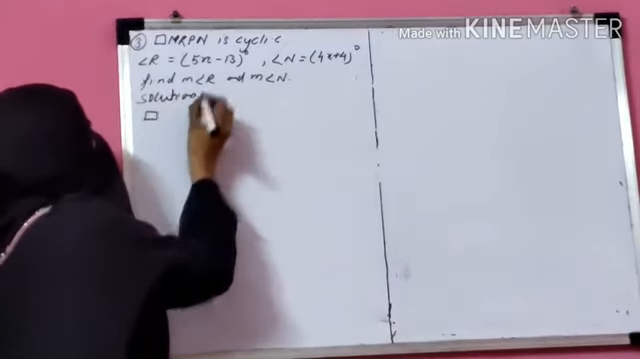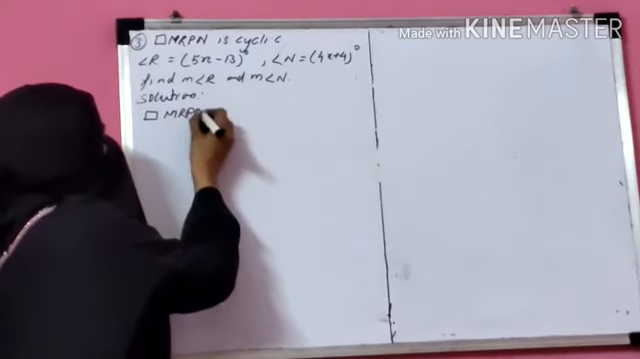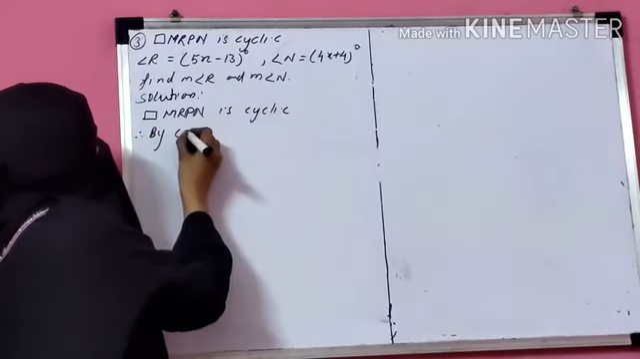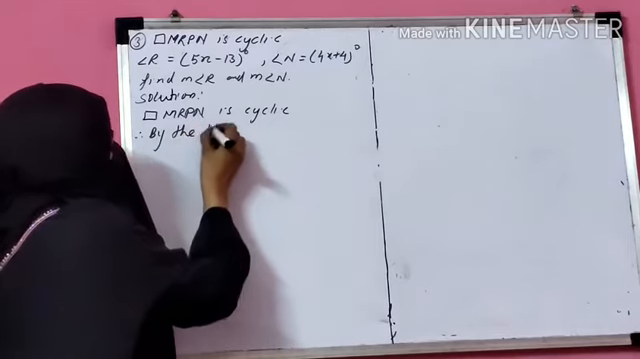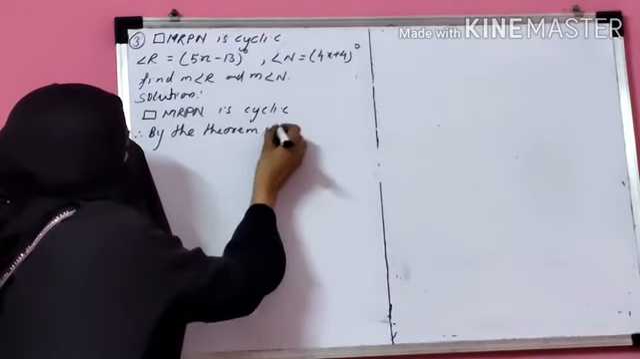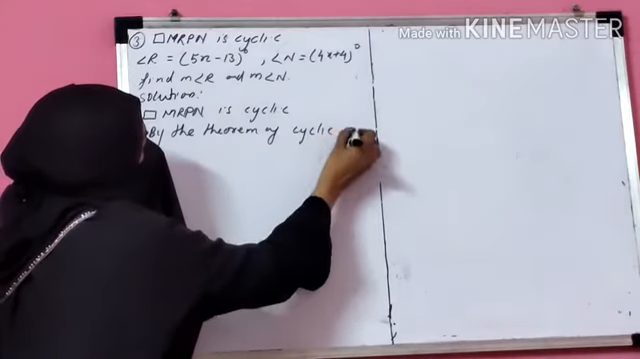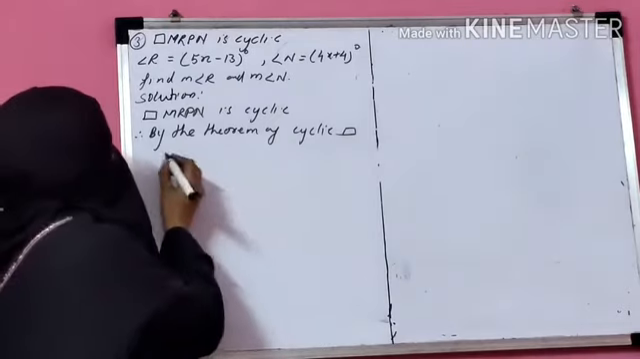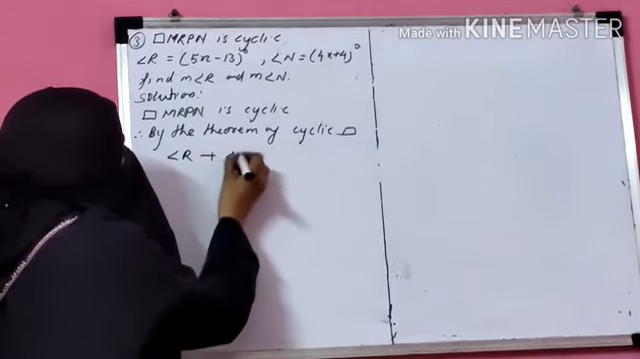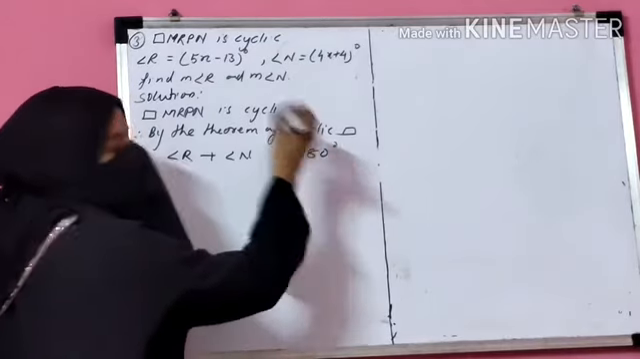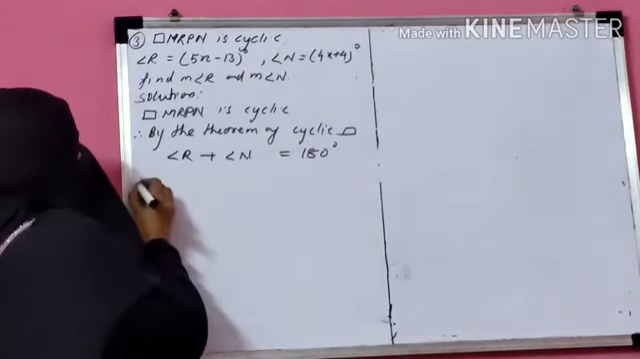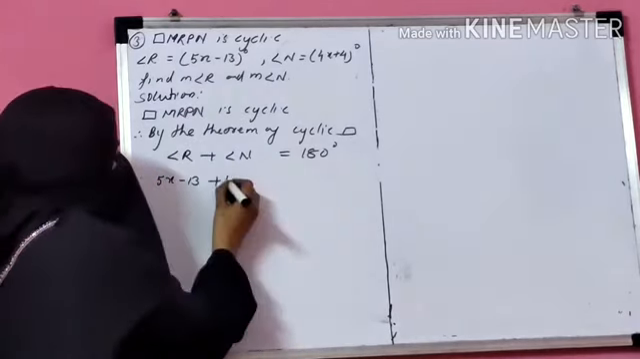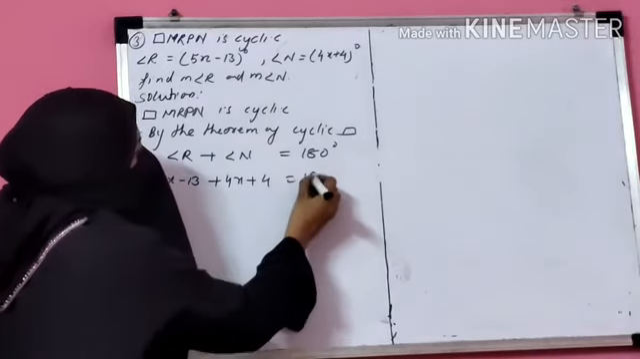Solution: quadrilateral MRPN is cyclic. So by the theorem of cyclic quadrilateral. What is the theorem of cyclic quadrilateral? Opposite angles of a cyclic quadrilateral are supplementary. That means angle R plus angle N is equal to 180 degrees. That is the cyclic quadrilateral theorem. Now substitute the values. Angle R we have 5x minus 13, plus angle N is 4x plus 4, is equal to 180.